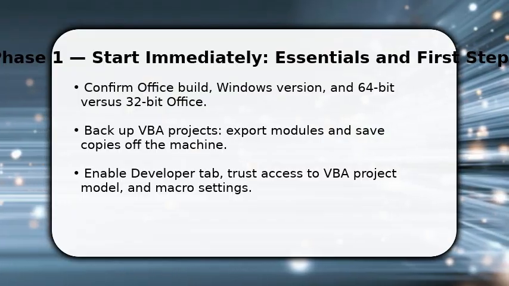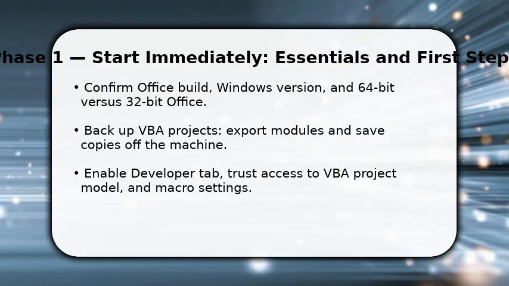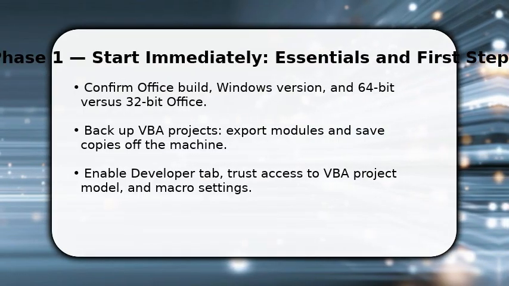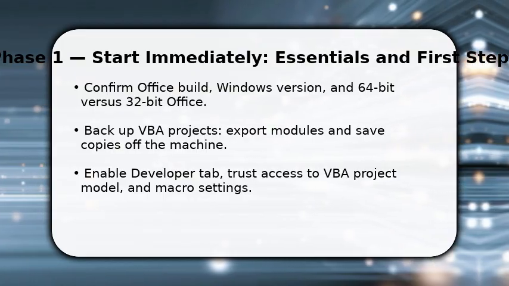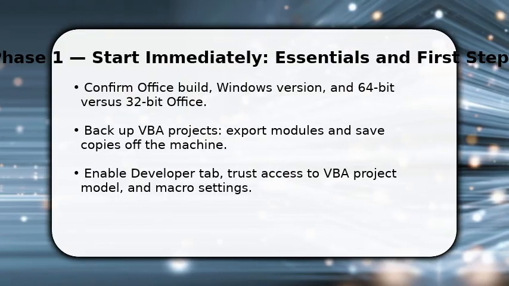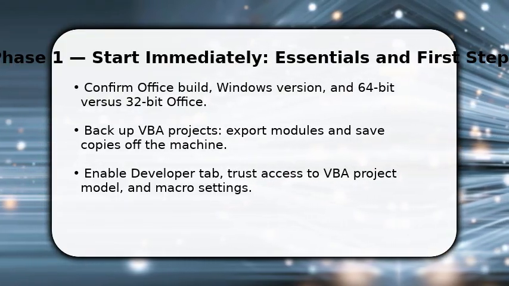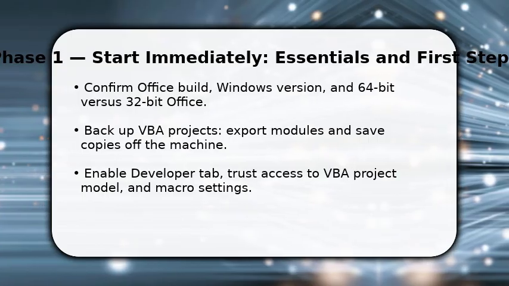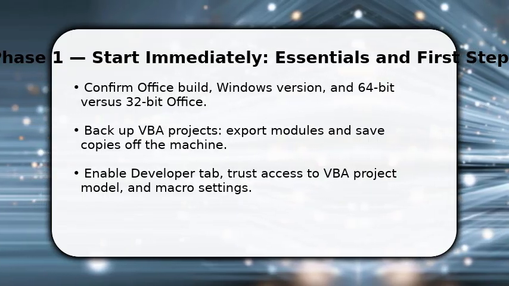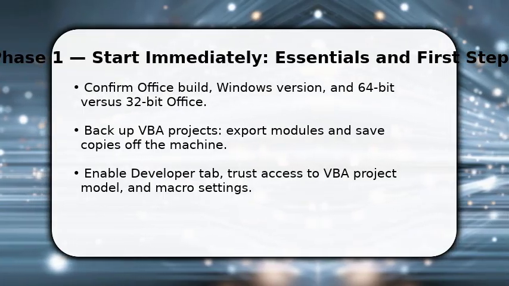You start by confirming Office build and whether Office is 64-bit versus 32-bit, because fixes differ by architecture. Next, back up your VBA projects, export modules and save them externally so changes are reversible. Enable the Developer tab, then set Trust Center, allow access to the VBA project model, and set macro settings to enable signed macros. Once done, restart Office to ensure settings apply.